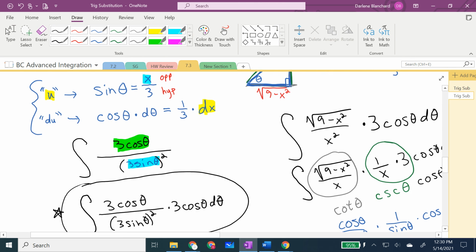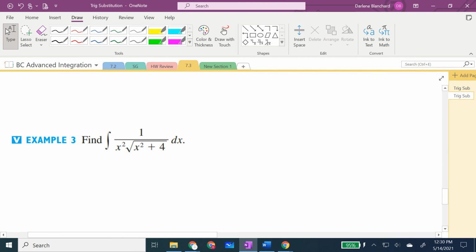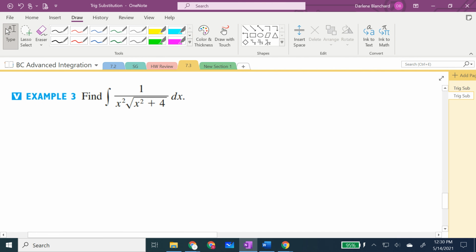All right, moving on to a second example. We start all over again. So I'm going to give you a moment to look at it, write it down, think about your strategy.